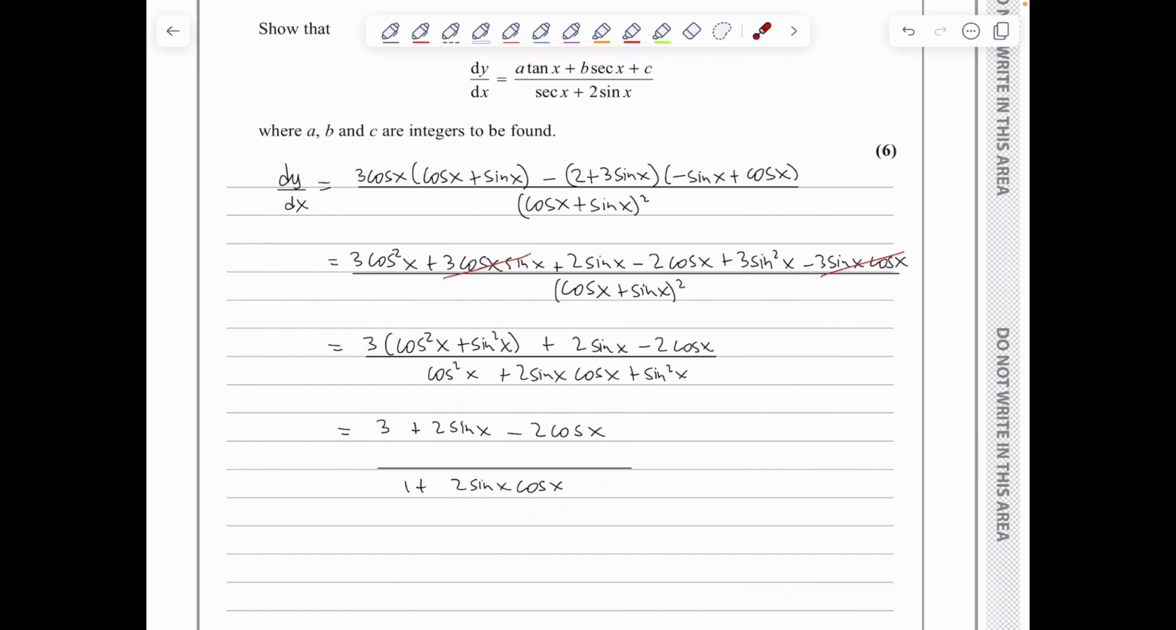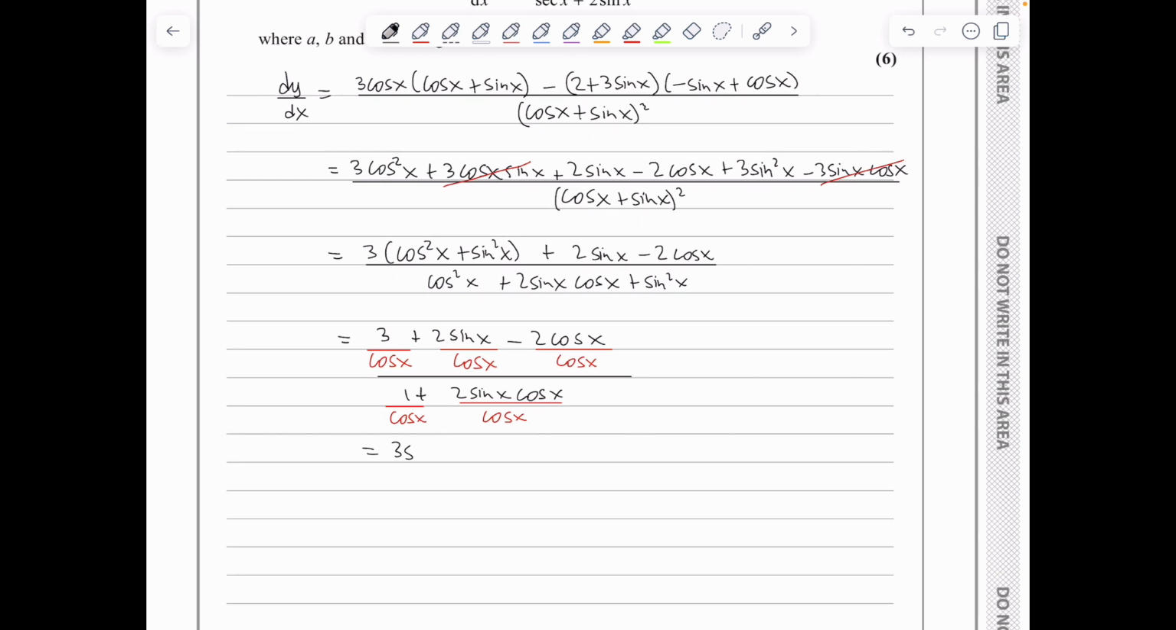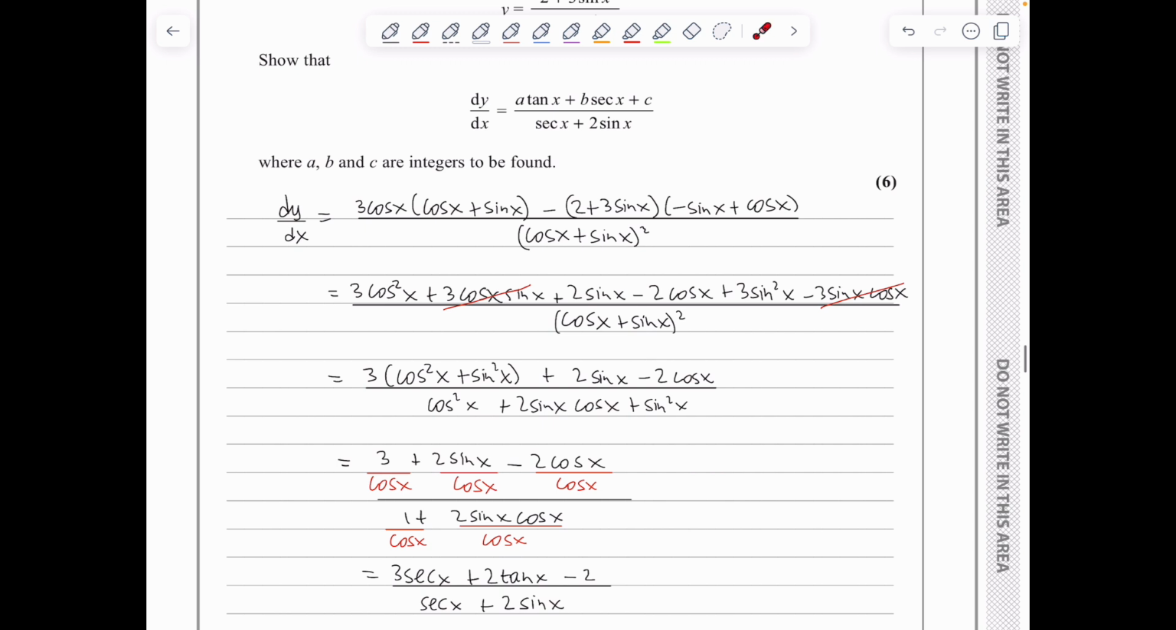And for me to start seeing the 2 sine x in the denominator, for example, it makes sense to divide throughout by cos x. So let me divide throughout by cos x and see what we get. This looks promising because I can see the sec x appearing in the denominator as well. So I'm dividing throughout by cos x, and this leads to 3 sec x in the numerator plus 2 tan x minus 2 over the sec x plus 2 sine x, which matches the form which we needed to arrive at.